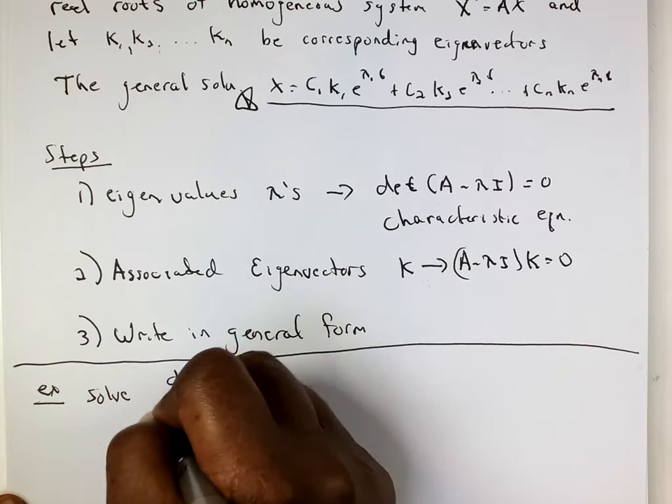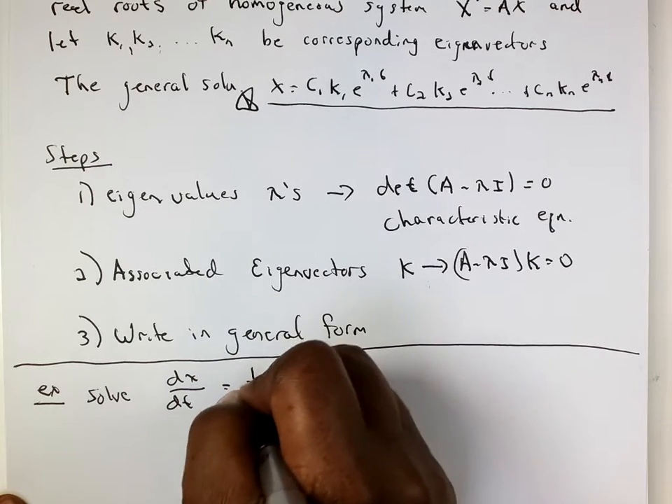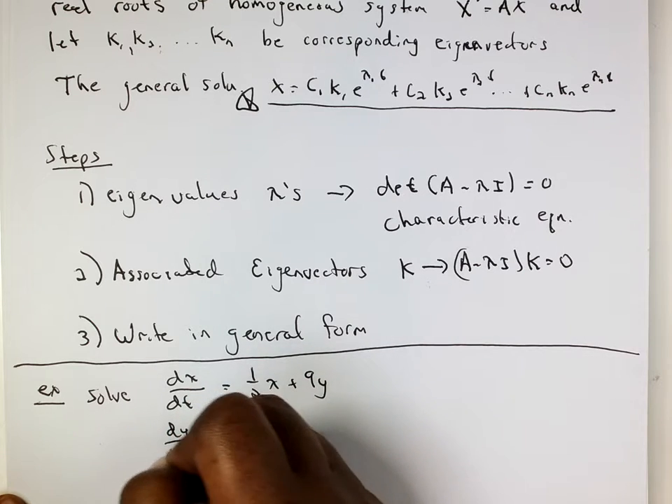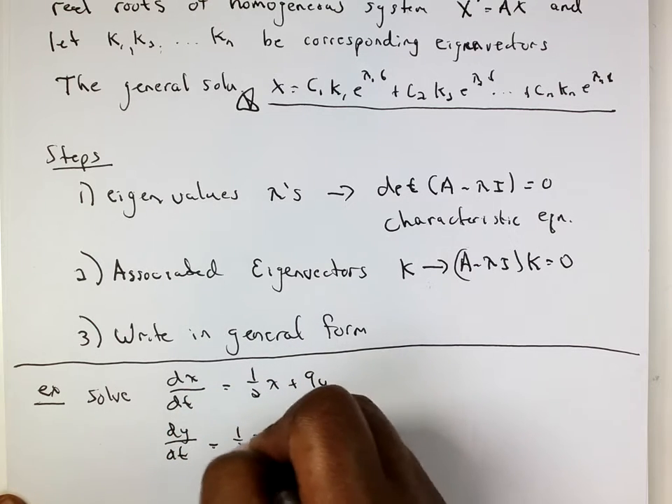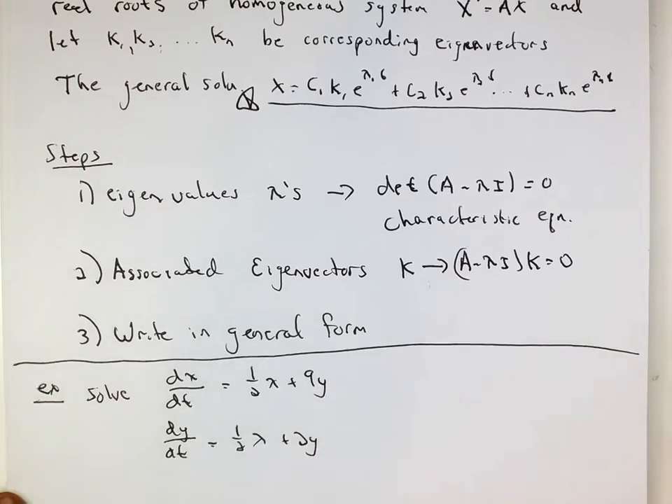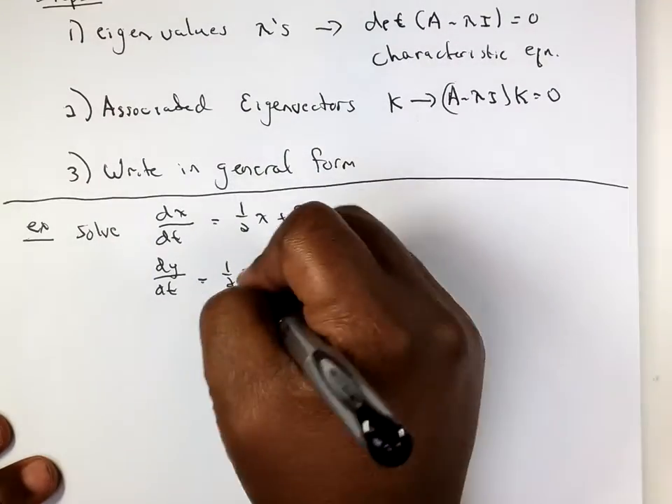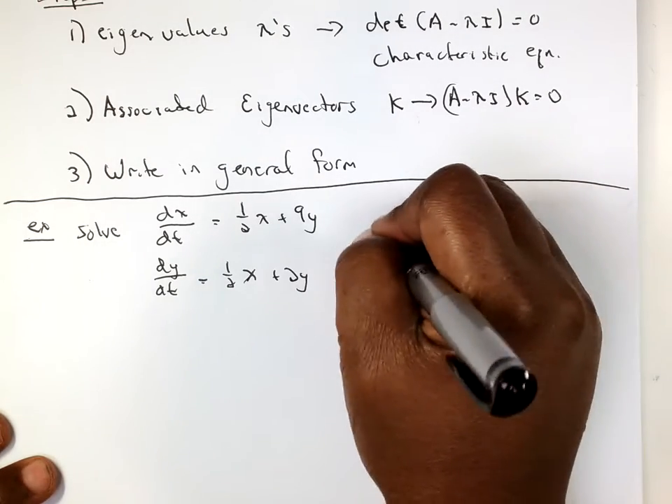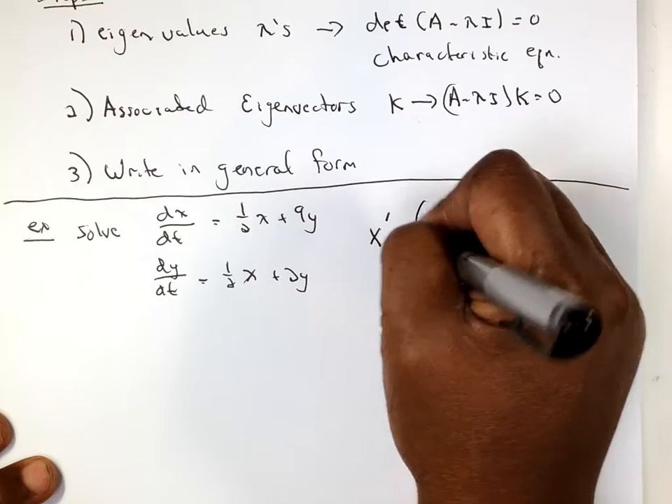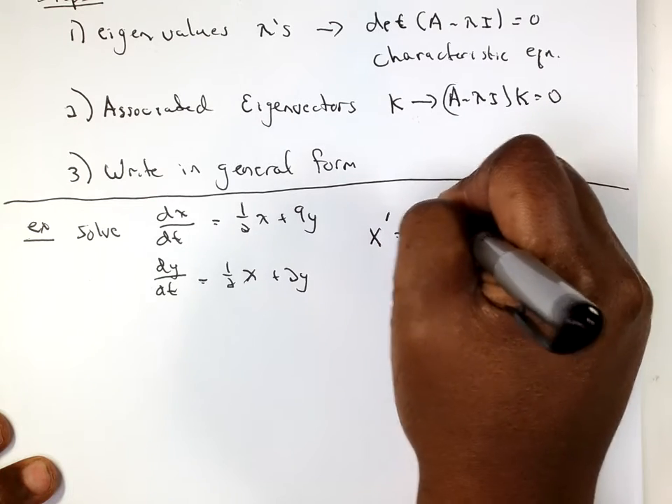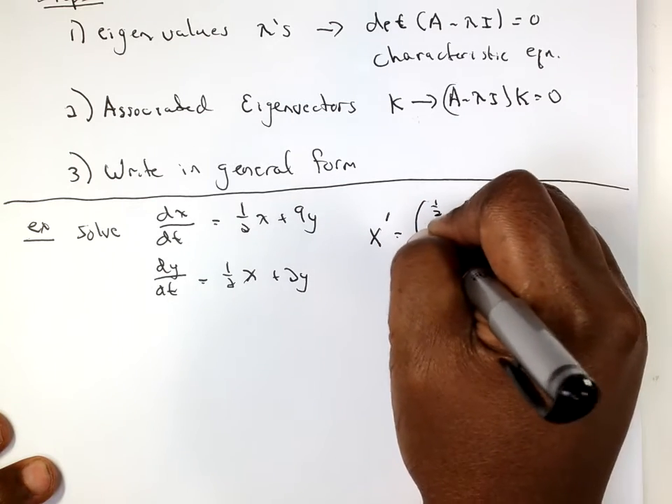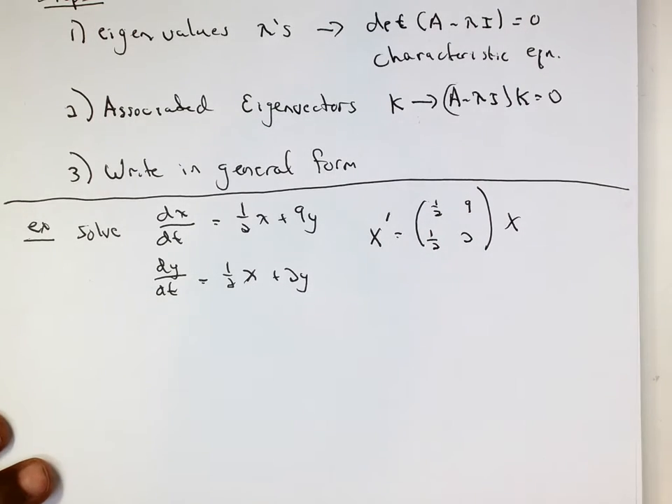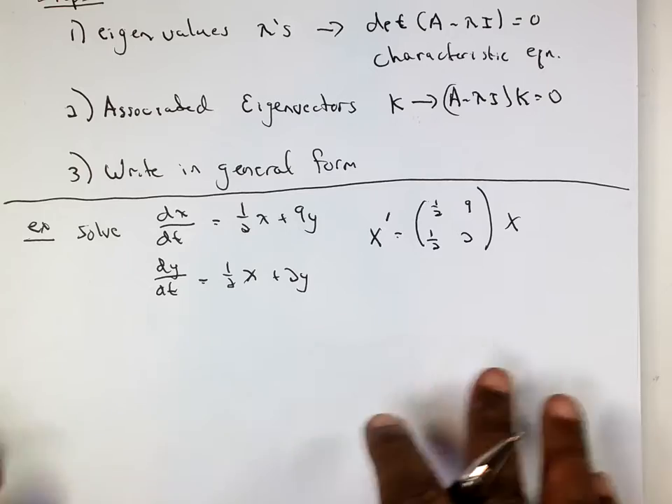So our first example, I want to solve dx/dt is 1/2 x plus 9y, and dy/dt is 1/2 x plus 2y. So the first thing I need to do is to write the associated matrices. So x prime, and then it's just the coefficients, so 1/2 and 9, and 1/2 and 2. So that's the associated matrix.